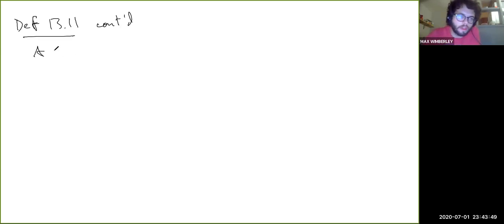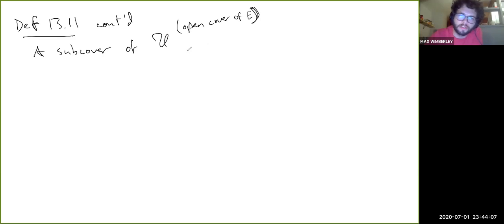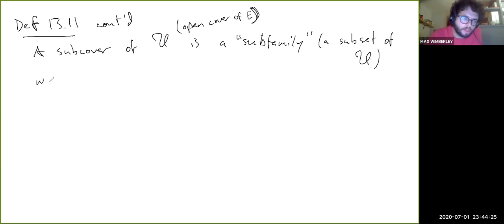So actually, this is still part of definition 13.11. So definition 13.11 continued. So a subcover of U, which is an open cover of E, right? So we're still talking about open covers of a set E. A subcover of an open cover of a set is a subfamily, which is really just a subset of U, it's a subfamily of U, or AKA a subset of U, which also covers E, okay?